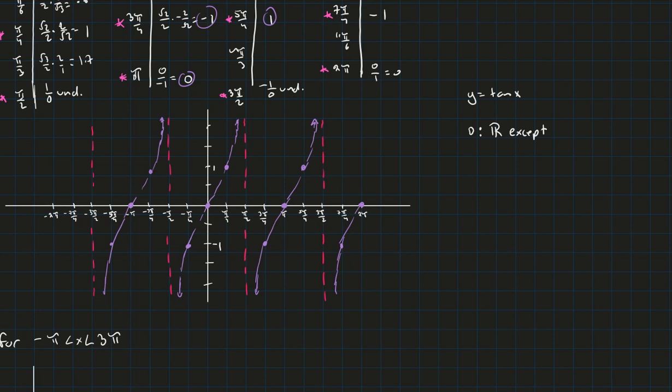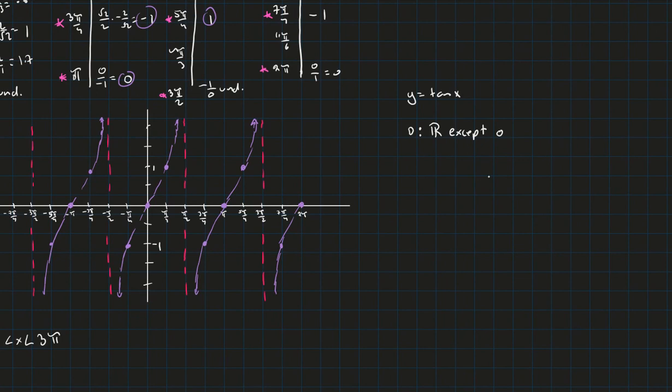Well, it doesn't exist at pi over 2. It doesn't exist at 3 pi over 2. And so on and so on. So we can say that this is all real numbers except odd multiples of pi over 2. Odd multiples of pi over 2, right? 1 pi over 2, 3 pi over 2, and so on and so on. The next one will be like this. 5 pi over 2 would be the next one where it can't exist, right?